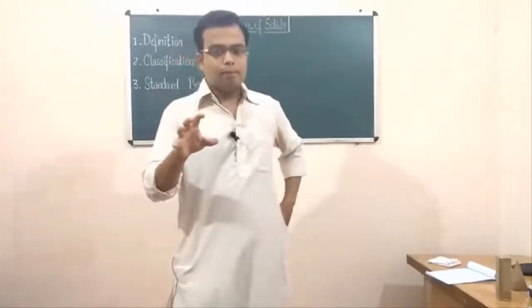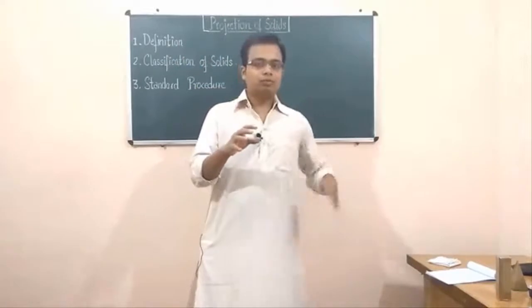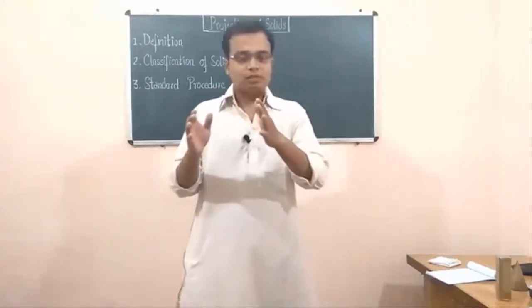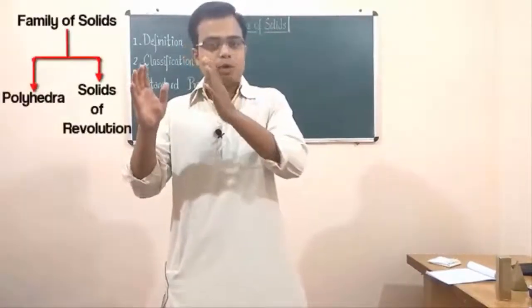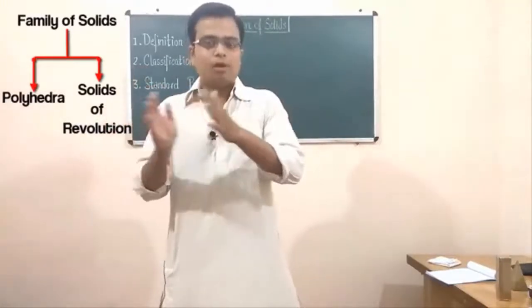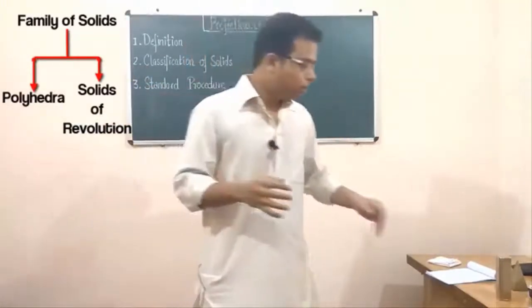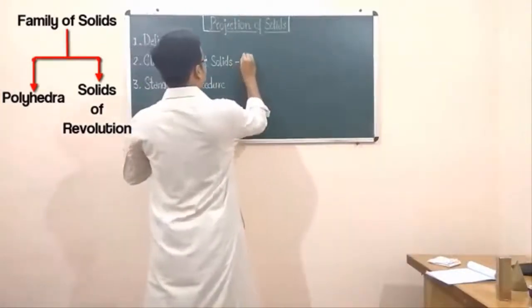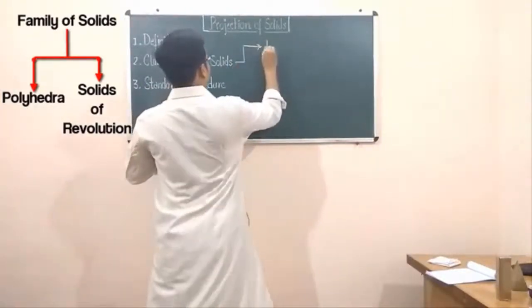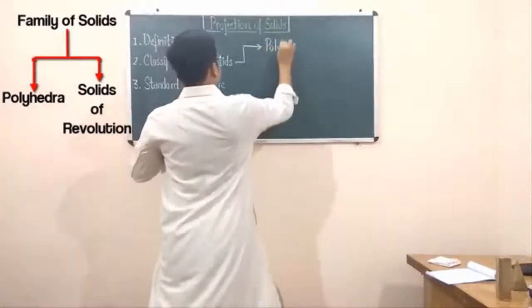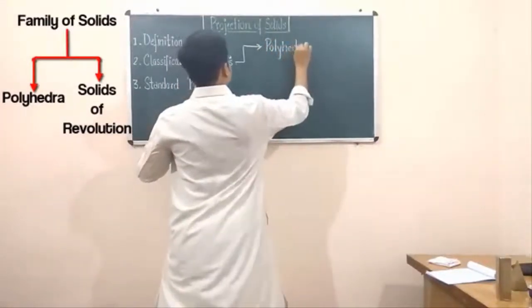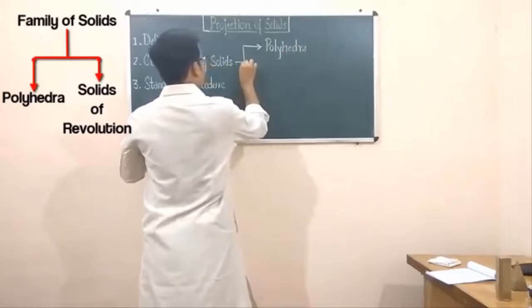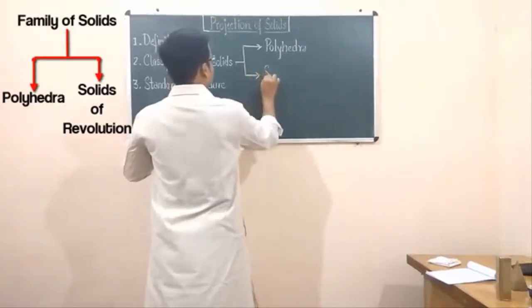Now, solid broadly has been divided into two main groups. When you speak of classification, there are two types. One is polyhedron or polyhedra, while the other one is solid of revolution. Now, let me go ahead and write this. There are two types of solids or two main groups. One is what you call a polyhedron, okay? Polyhedron, let me write this as polyhedra over here. And the other one is solids of revolution.